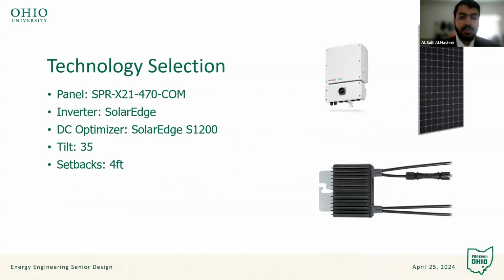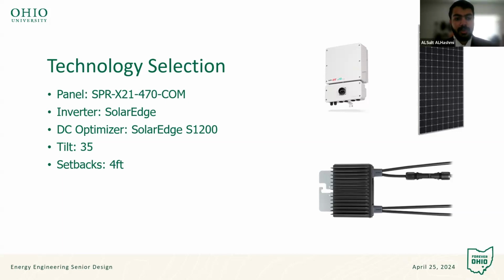So for the technology selection, we set some of the components to be the same for most of the buildings or all of the buildings. For the panel, after looking up around 45 panels, we chose SPR X21 for 70 watts because it has a better efficiency and it has a good max voltage. We also considered the price and the long warranty that it has, which is around 20 years.